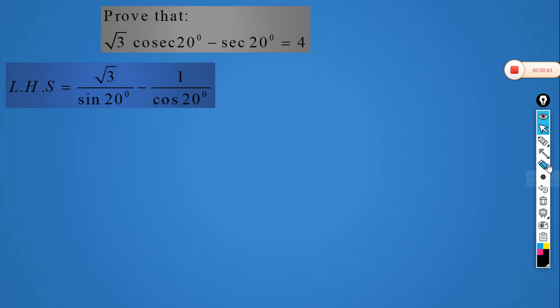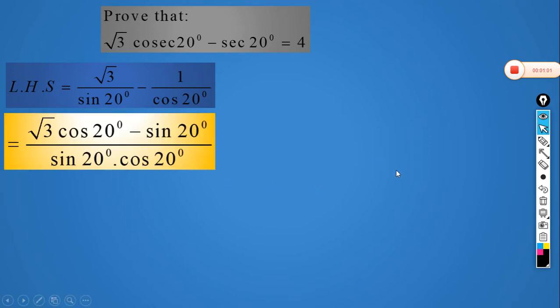So whenever we take the left hand side into account, let's change all the trigonometric ratios in the form of sine and cos. So the question is given in terms of cosec and sec. Let's change that into sine and cos. So root 3 divided by sine 20 degrees minus 1 divided by cos 20 degree. So in the next step, I take LCM and I write down root 3 cos 20 degree minus sine 20 degree divided by sine 20 degree into cos 20 degree.